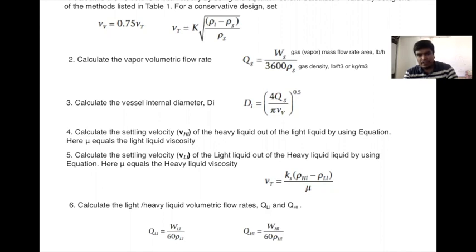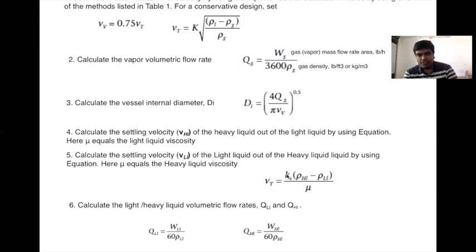Now the settling velocity of the heavier liquid droplet would be calculated from this equation, where you see Vt equal to Ks into rho hi minus rho li divided by mu. Now mu will be the continuous phase, which is the lighter liquid. So heavier liquid is separating out from lighter liquid. Therefore, this mu will be of lighter part of the liquid, right? So in this way, this is calculated.